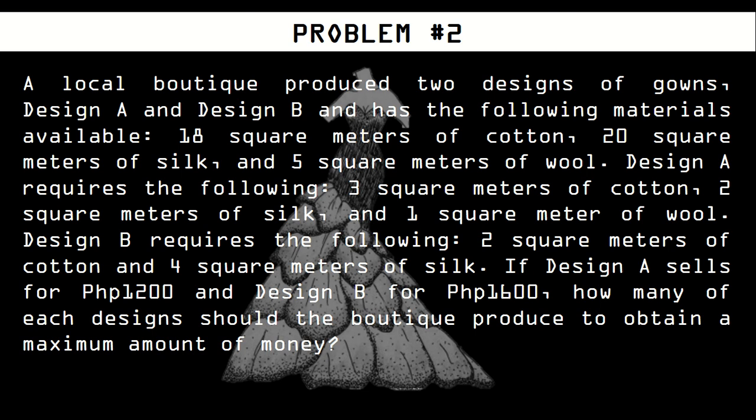Okay, here in our problem, we have a local boutique that produced two gowns, which is design A and design B. Okay, and then it provides the materials needed to produce those gowns. And also it indicates the selling price, but it does not indicate the profit. Okay, but the question here is we are after the maximum amount of money to earn. Okay, so let's solve this.